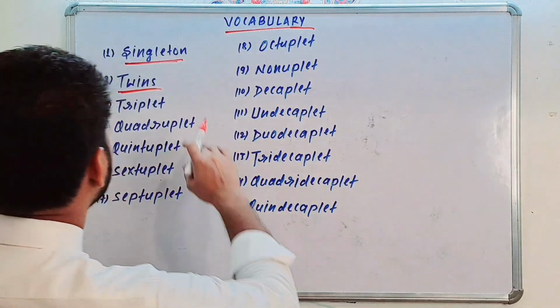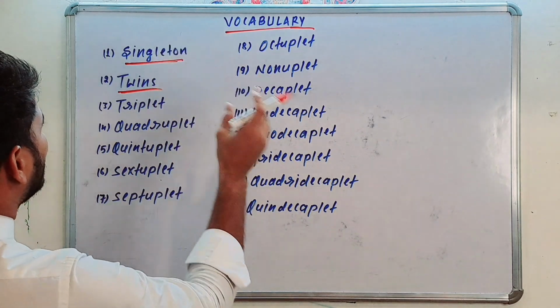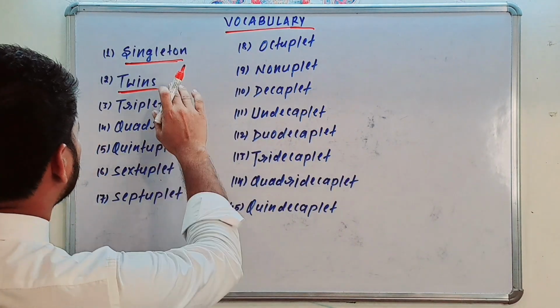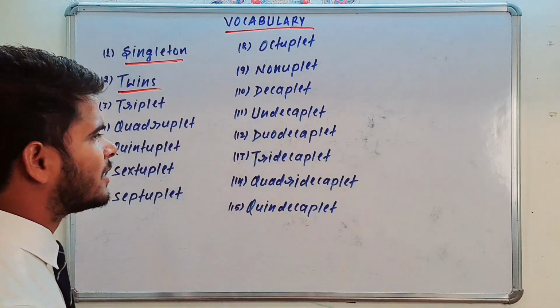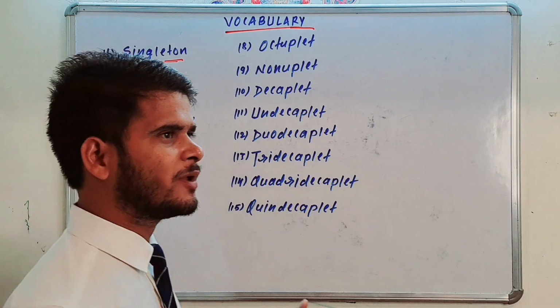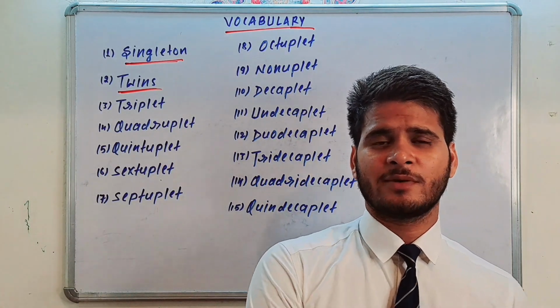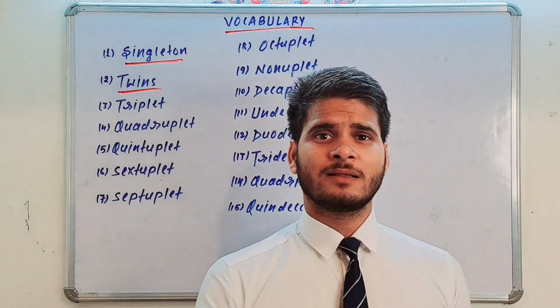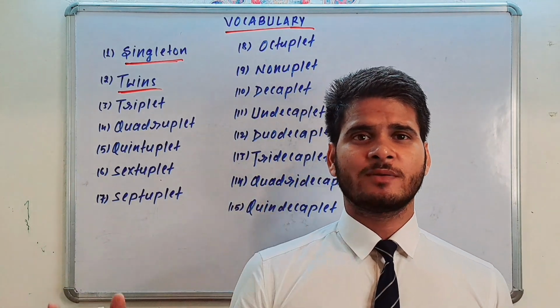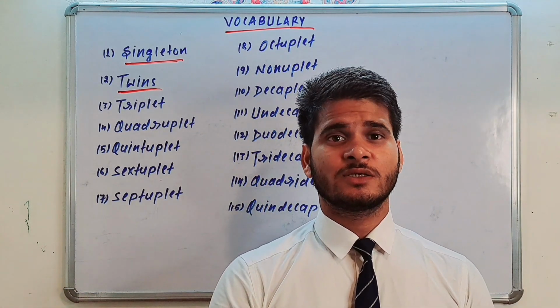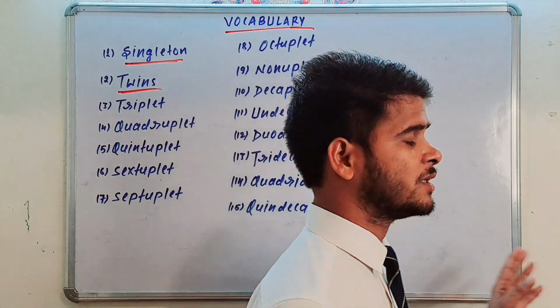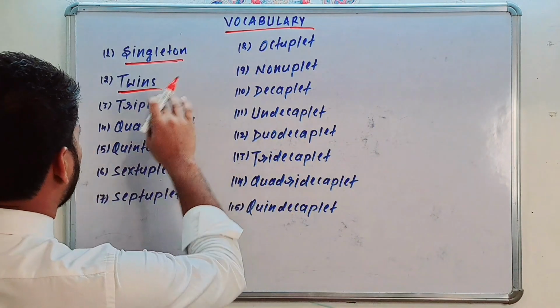Okay, here singleton, one baby at a time. Twins, two babies at a time. One baby at a time is known as singleton, and two babies at a time is known as twins. Twins, okay, very popular vocabulary.